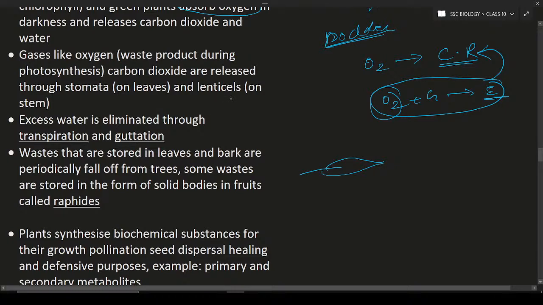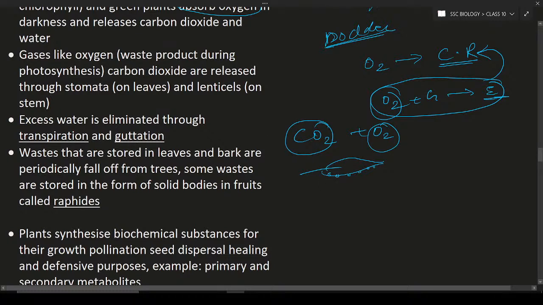So here gases like oxygen are exchanged, gases like carbon dioxide plus oxygen, they will get exchanged through the stomata. What is stomata? In the leaves you can see small holes or pores are present. These small holes or pores are helpful in the exchanging of gases. So what gases? Carbon dioxide, oxygen and so on. So the exchanging of these gases takes place through the stomata.